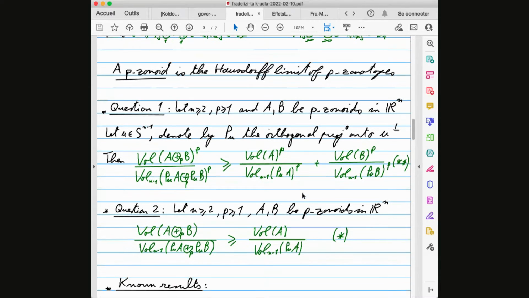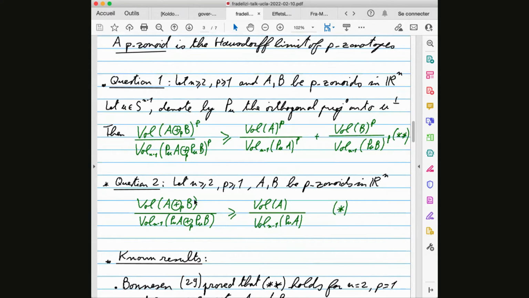And there is a weaker question, without the second term. Then you can take out the powers p, and you ask if, having two p-zonoids, you have this inequality. The first one could be called some p-concavity, and the second one could be called monotonicity. So when you add a p-zonoid to a p-zonoid, does this ratio increase? Okay.